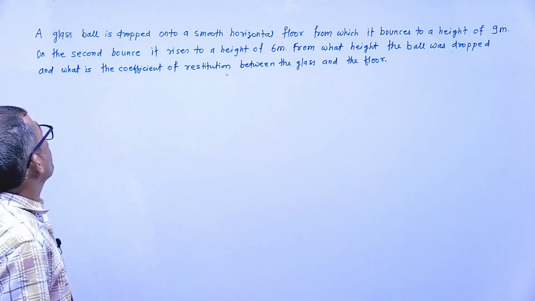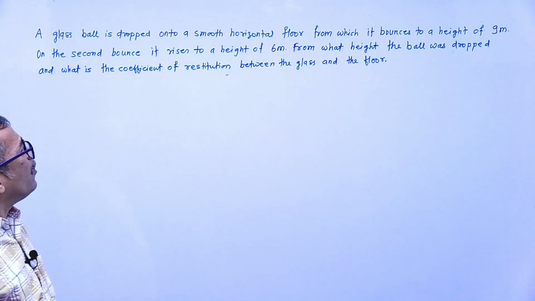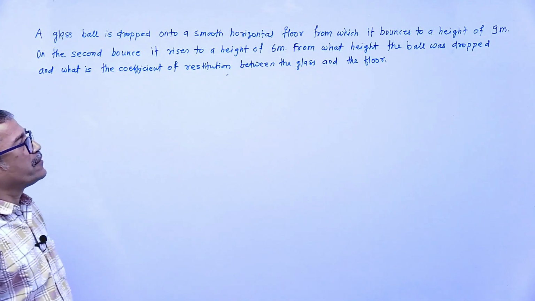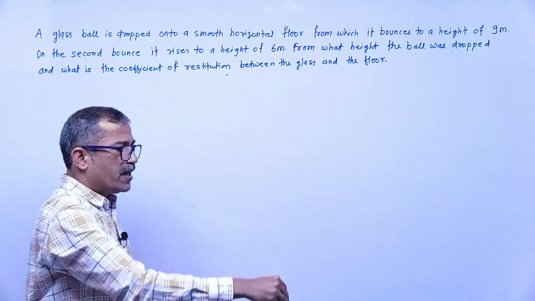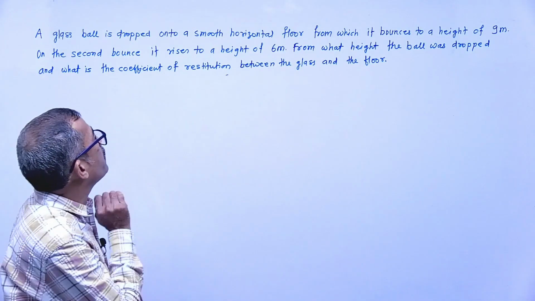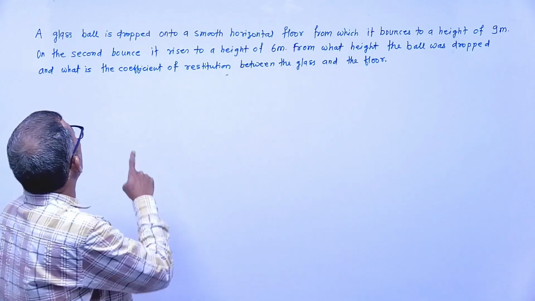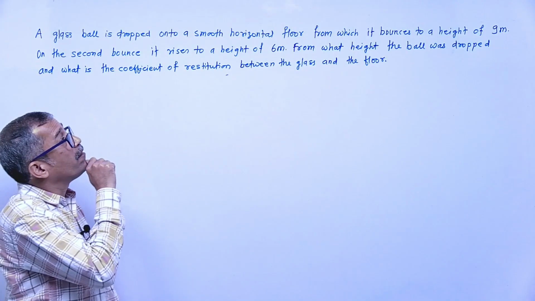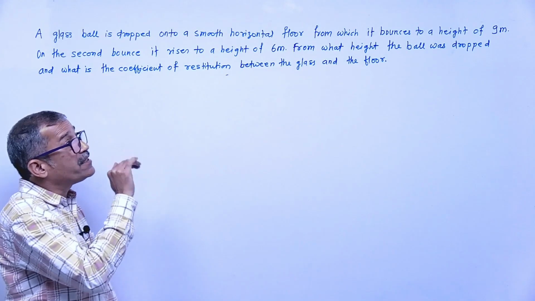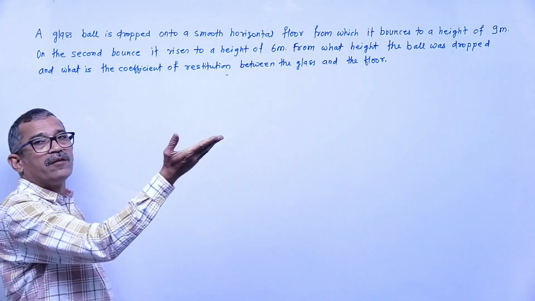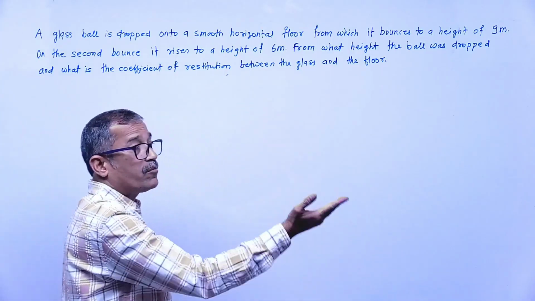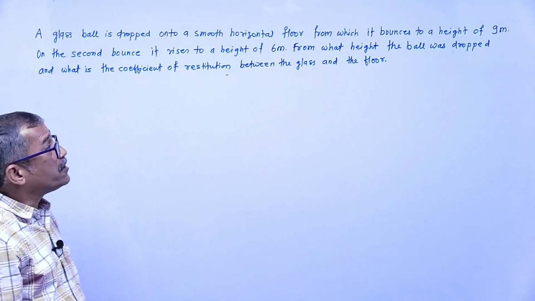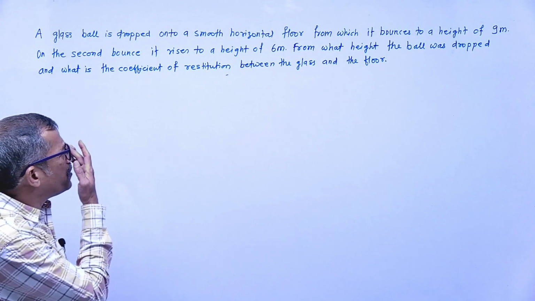What is given? A glass ball is dropped onto a smooth horizontal floor from which it bounces to a height of 9 meter. This is our first bounce. On the second bounce, it rises to a height of 6 meter. The height is decreasing. Again it strikes, again bounces back, 6 meter. From what height was the ball dropped? Means the initial height you have to find out. And what is the coefficient of restitution between the glass and the floor?